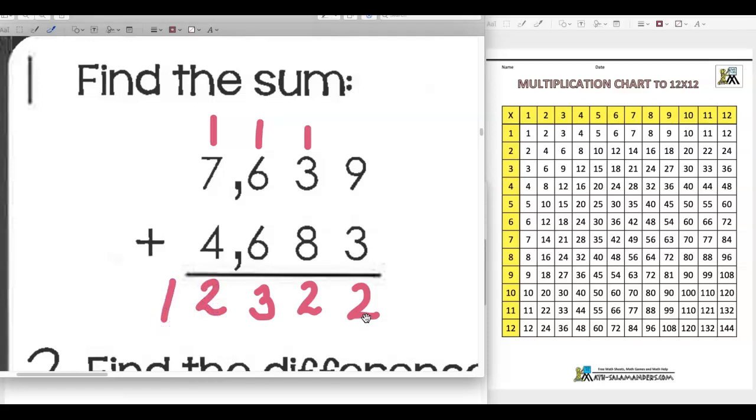Remember to count your digits to place the comma. 1, 2, 3. There's my comma. You know you're right if all your commas line up, because they should all line up with each other if your place values are lined up. 7,639 plus 4,683 equals 12,322.